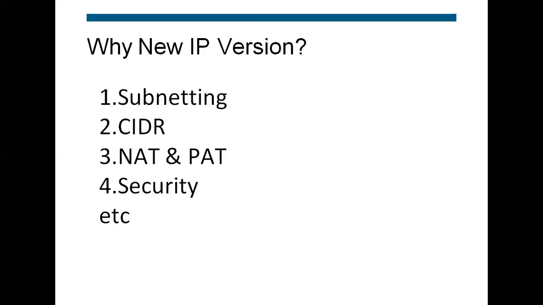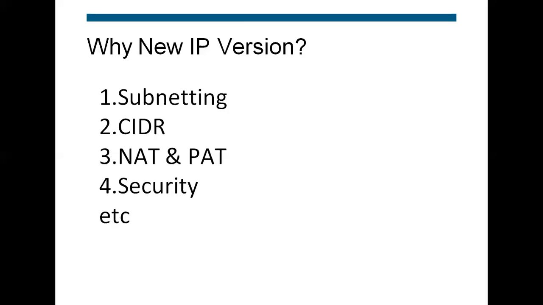Then fourth, security. Security is not there in IP version 4. If we have to implement security, then additional IP security we have to implement. So these are the things basically what we do in IP version 4.